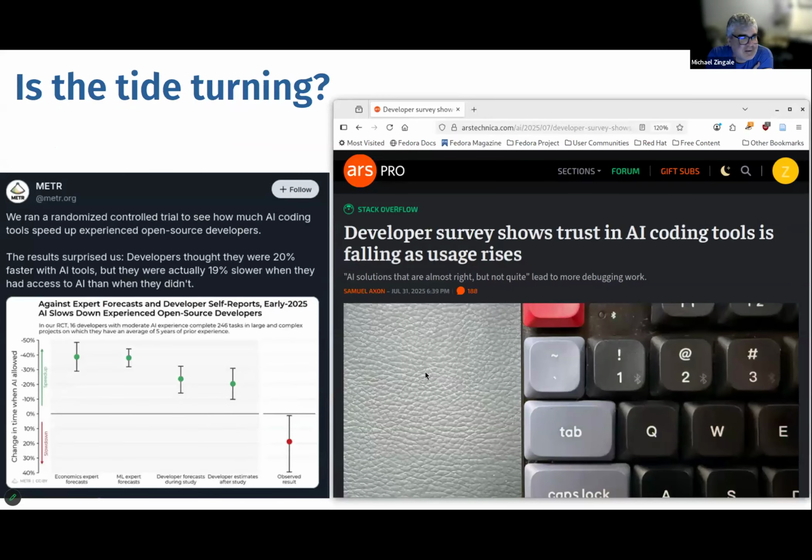It's also interesting to see that sometimes people seem overconfident in what AI can do for them. And this is very dynamic, again, as we heard. Here's an example. This was posted on Bluesky. They asked developers how much more efficient they are with AI. Developers thought they were 20% faster, but they were actually 19% slower. And then this was posted on Ars Technica: developer trust in AI coding tools is falling as usage rises. Again, this is all dynamic.